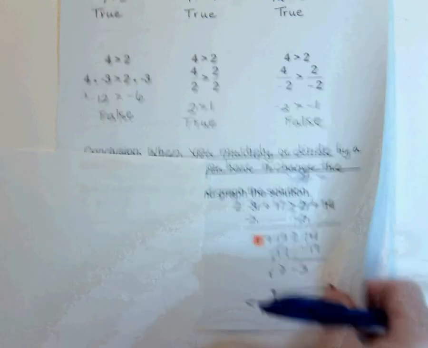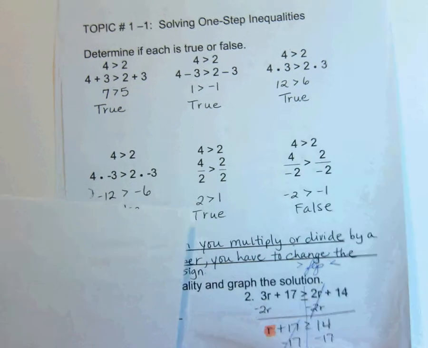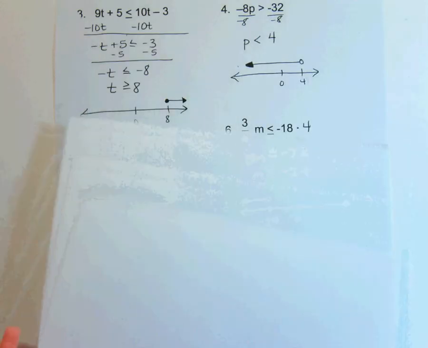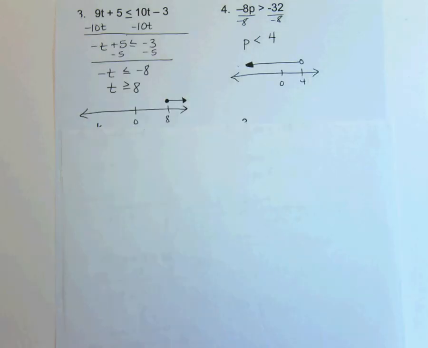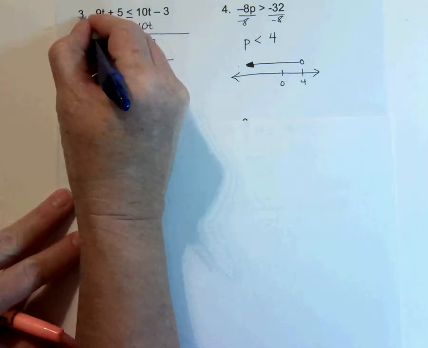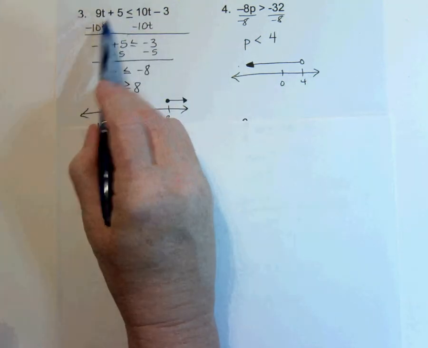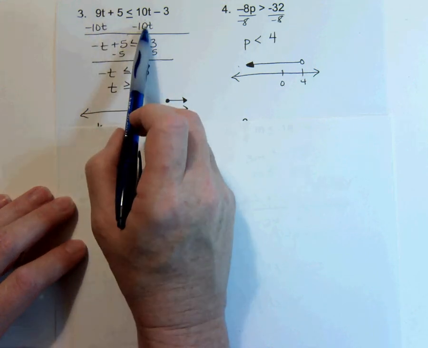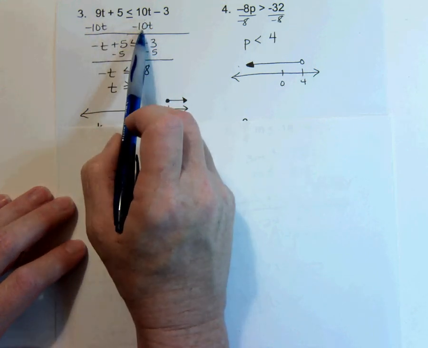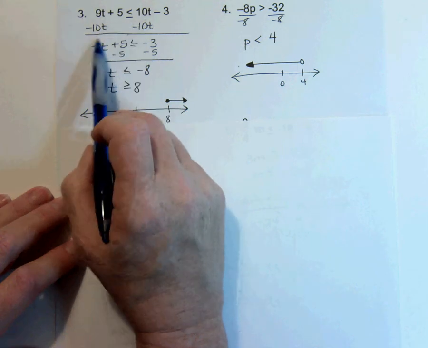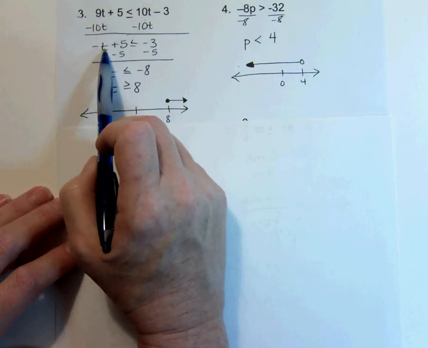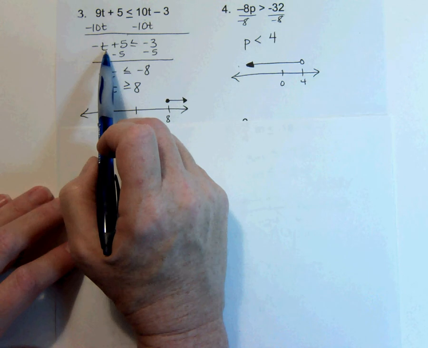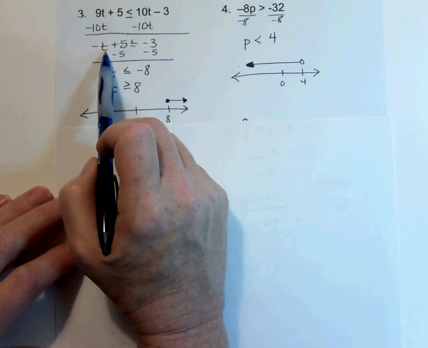Okay. Let's go to the next page. I'm going to cover up some of them. Let's look at just number 3. All right, again, 9t on both sides. This one, I'm just going to show you what happens if you end up choosing to subtract the 10. You're going to end up with a negative variable. With a negative variable, you will end up having to flip the sign in a minute.